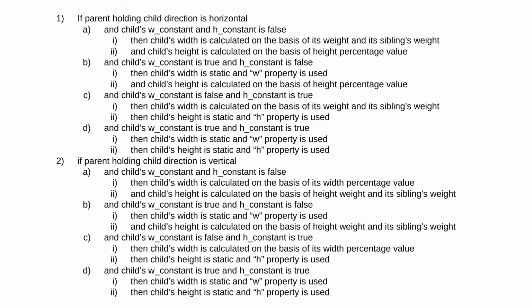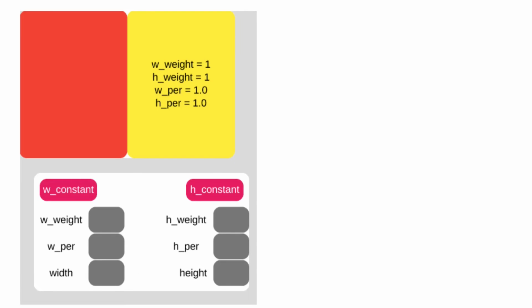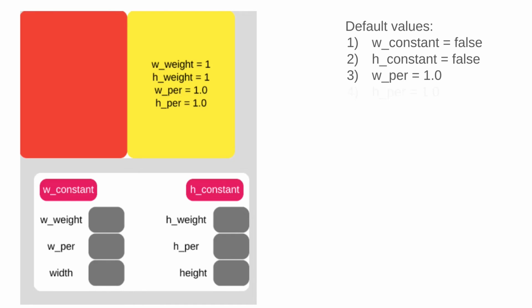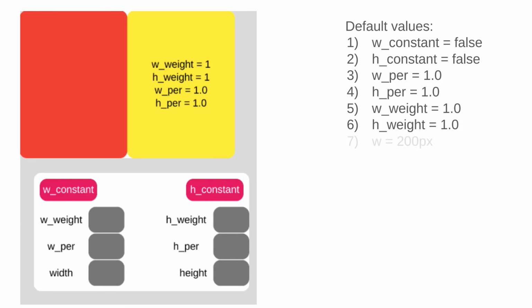Now let's get to an example. In this simple UI setup, the parent contains 2 children colored in red and yellow. The buttons down here are for the first child. Initially, both children start with default values: W and H constant are false, W percentage and H percentage both are 1.0, that is 100%, W weight and H weight are both 1, and width is 100 pixels and height is 100 pixels.